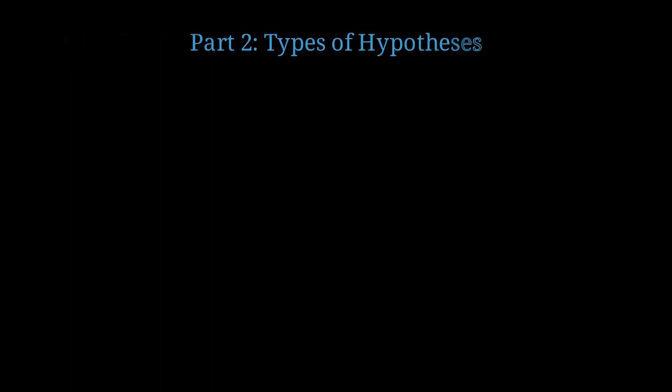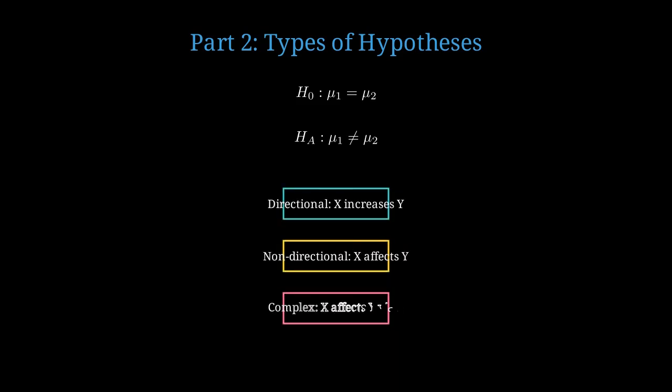Research hypotheses come in several important forms. The null hypothesis states there is no difference between groups or no relationship between variables. The alternative hypothesis states there is a difference or relationship. Hypotheses can be directional, predicting the direction of effect, non-directional, simply predicting an effect exists, or complex, involving mediating variables.